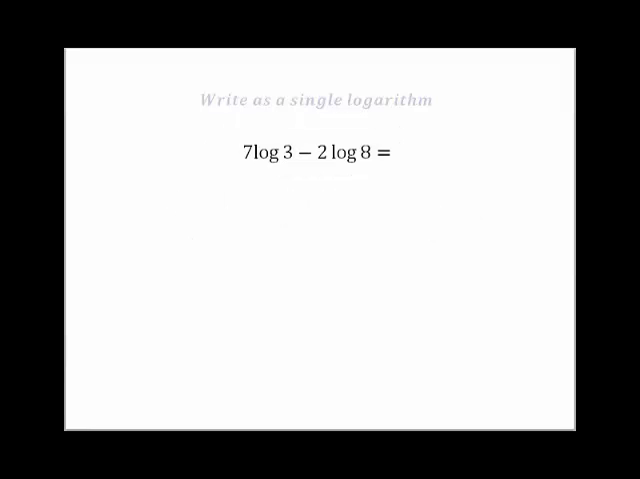All right. Here's another one. What we need to do with this one is recognize the exponent property. Remember when we put something in front of the log, that became an exponent. So what we have here is the log of 3⁷ minus the log of 8⁵.